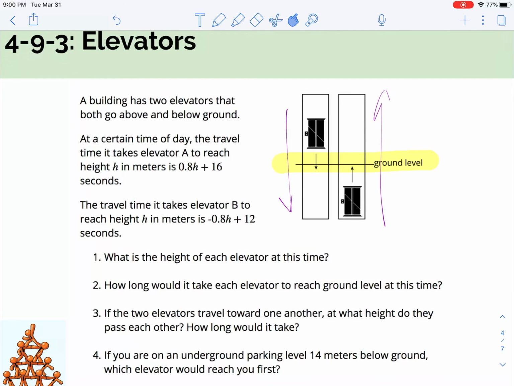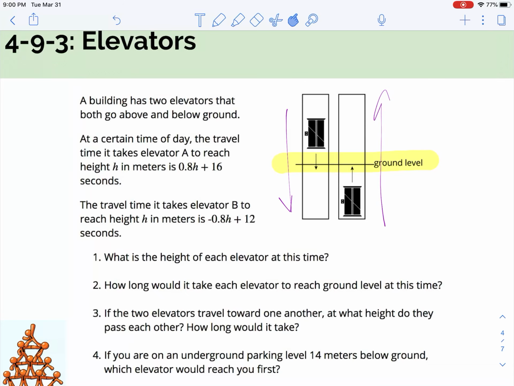A building has 2 elevators that both go above and below ground. At a certain time of day, the travel time it takes elevator A to reach height h in meters is 0.8h plus 16 seconds. And the travel time it takes elevator B to reach height h in meters is negative 0.8h plus 12 seconds.